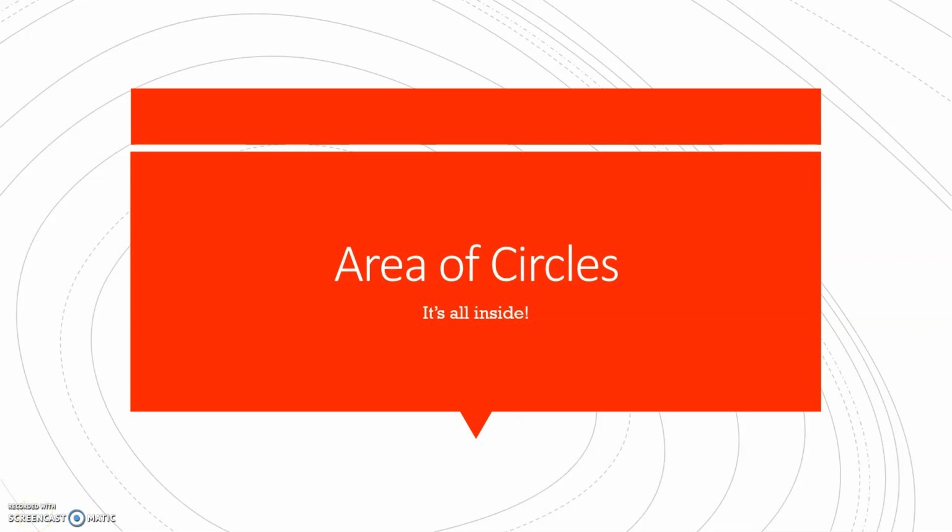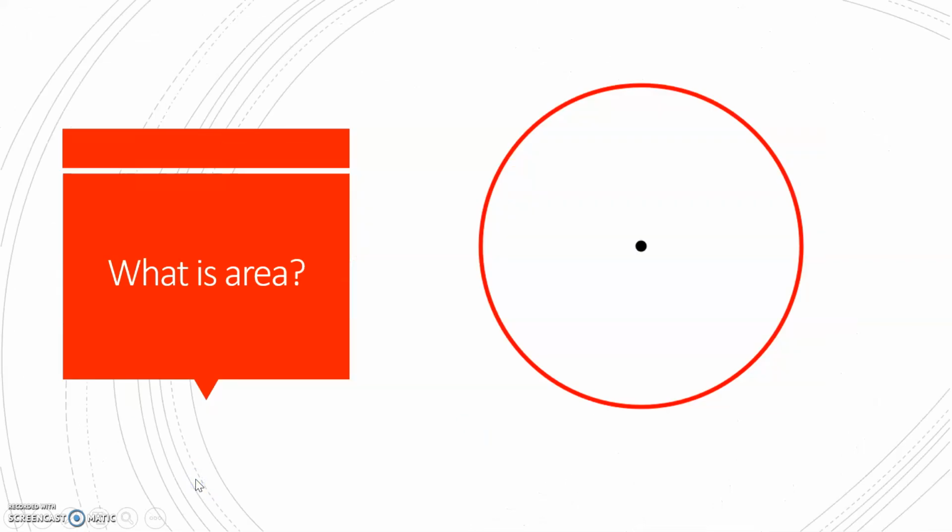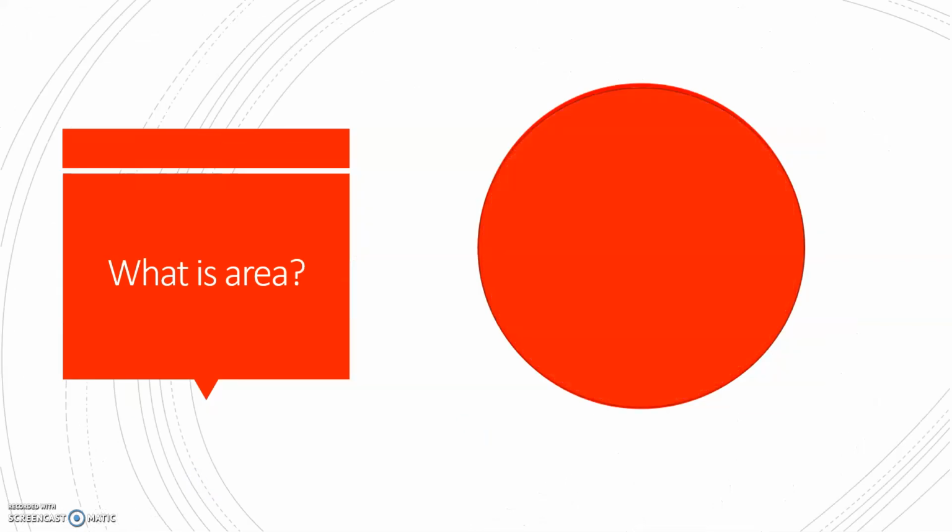Okay guys, so today we're going to look at the area of circles. This is very different from circumference of circles. If you want to go back and look at that, check it out. Remember, circumference was the distance around. Area is the space inside. If we were trying to find the inside of any shape, we would call that the area.